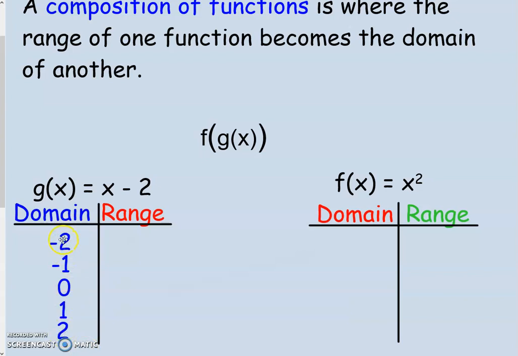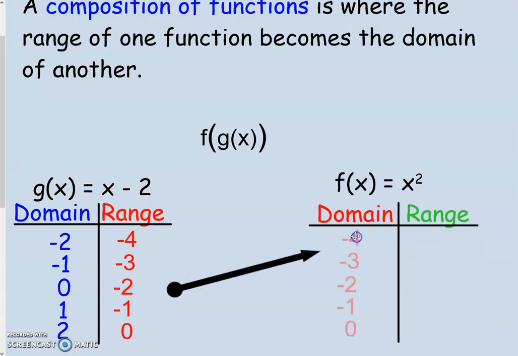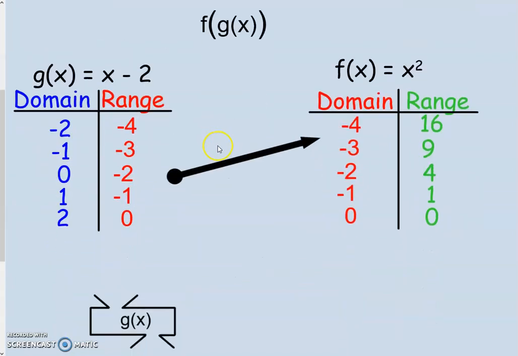then you could take, say, this limited domain, our starting lineup for g of x. So you put these numbers into the g function, and they kick out -4, -3, -2, -1, and 0. And what a composition does is whatever g kicks out into its range will automatically become the domain into the f function. Whatever g spits out, f takes in, and it performs its function magic on it, and that's the final range down there.